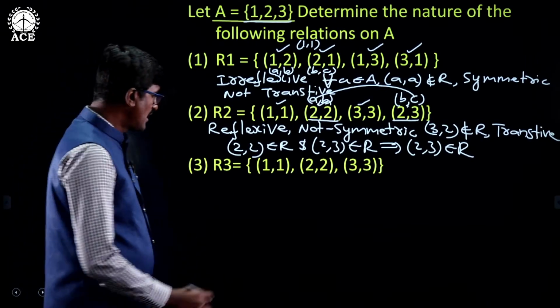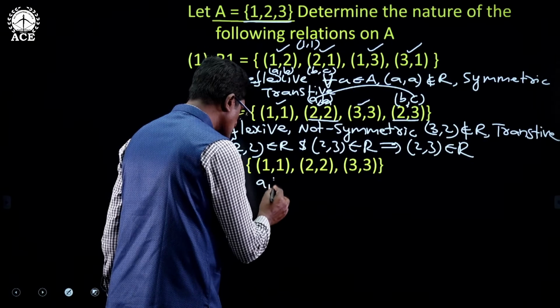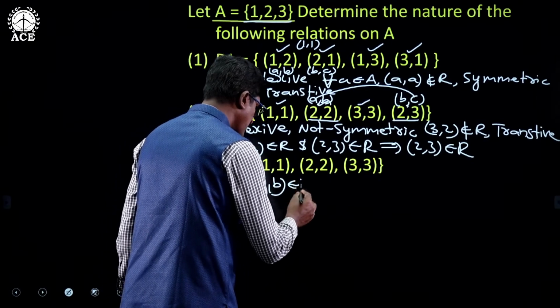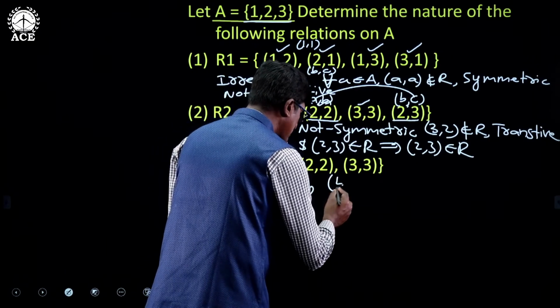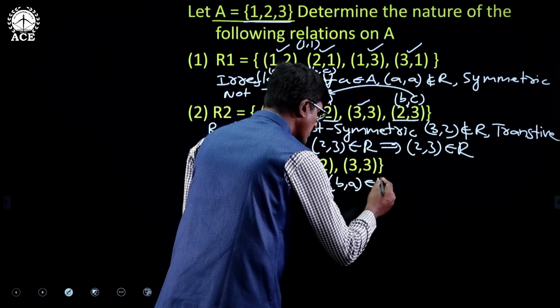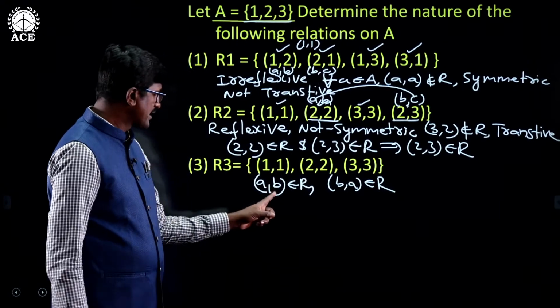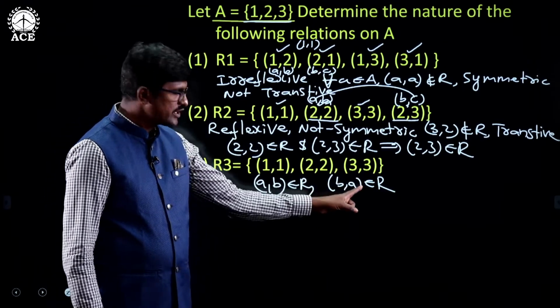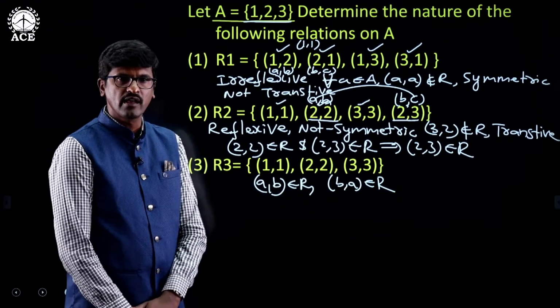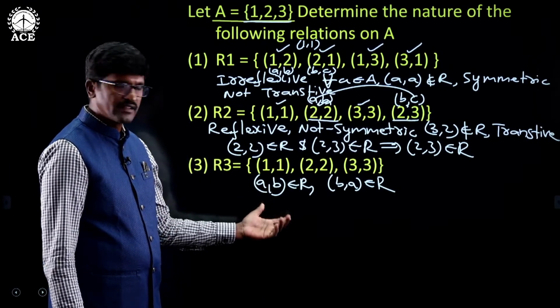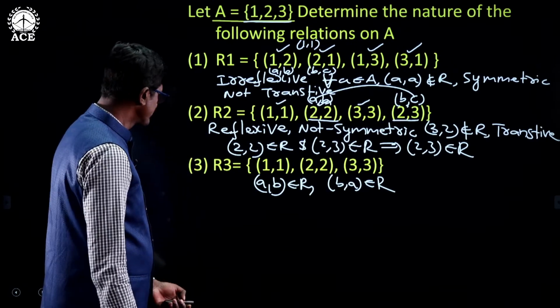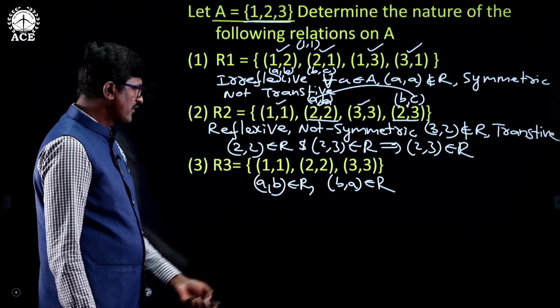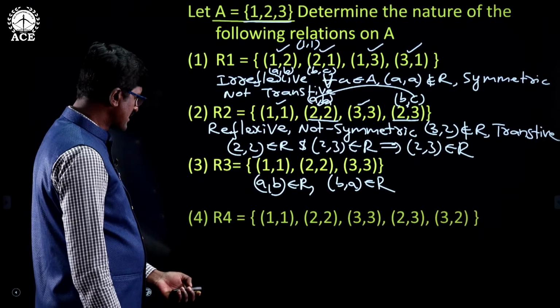The reason is, if (A,B) belongs to R, then only do you need to verify whether (B,A) belongs to R or not. If (A,B) belongs to R is there, then you need to verify whether (B,A) belongs to R or not. If (A,B) is not there, then it is obviously a symmetric relation. So R3 is a reflexive relation and a symmetric relation.